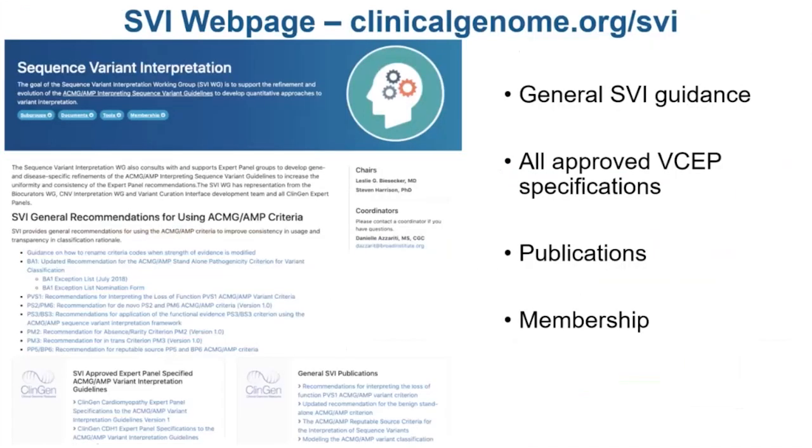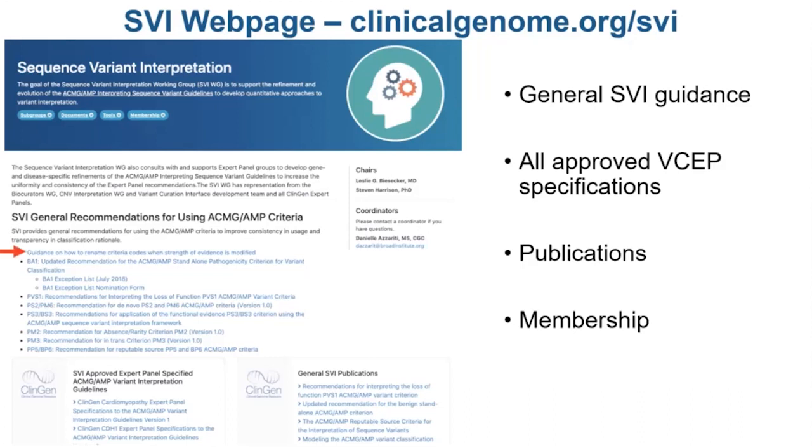As far as where to find the different guidance that SVI has put out about using the guidelines, I've shown here a screenshot from our SVI webpage on the clinicalgenome.org website. And here's where you can find general guidance. Additionally, this is where you can find all of the approved variant expert panel specifications to the ACMG AMP guidelines. All 13 of the ones that are currently approved can be found here.